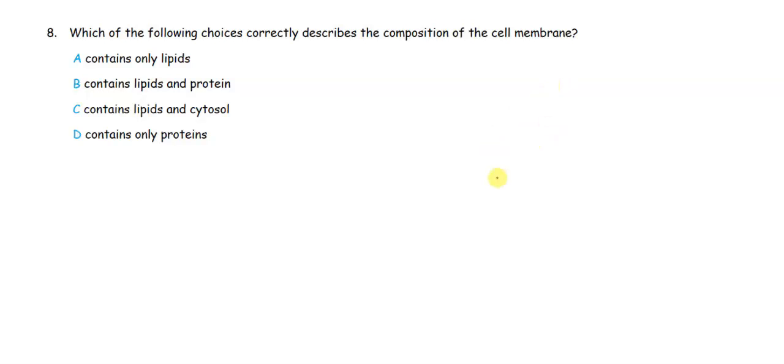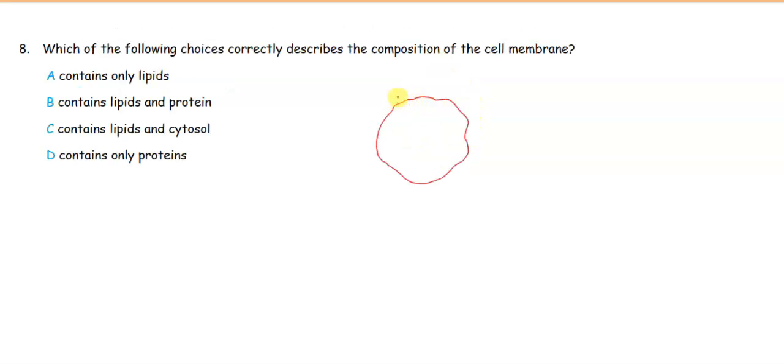Question 8. Which of the following choices correctly describes the composition of the cell membrane? Now, the cell membrane, like we already know, regulates what goes into the cell and what comes out of the cell. And the composition of the cell membrane includes proteins.